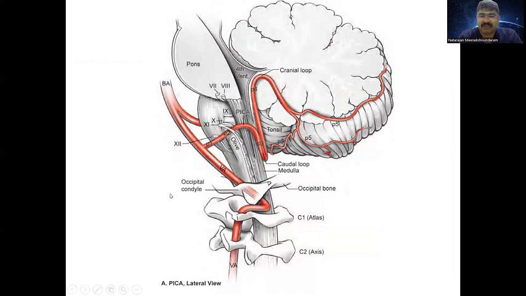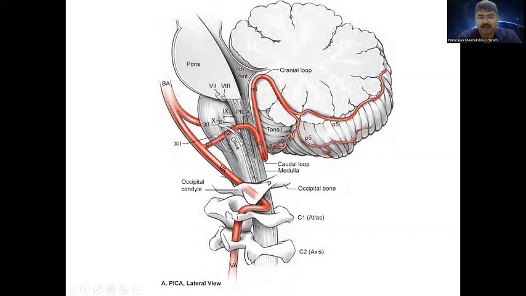Now the various segments of the PICA. There are 5 segments, from P1 to P5. P1 extends from the origin at the vertebral artery. It lies anterior to the medulla and goes up to the medial part of the olive, at the point of origin of the hypoglossal nerve rootlets. That is the extent of the P1 segment, which is called the anterior medullary segment.